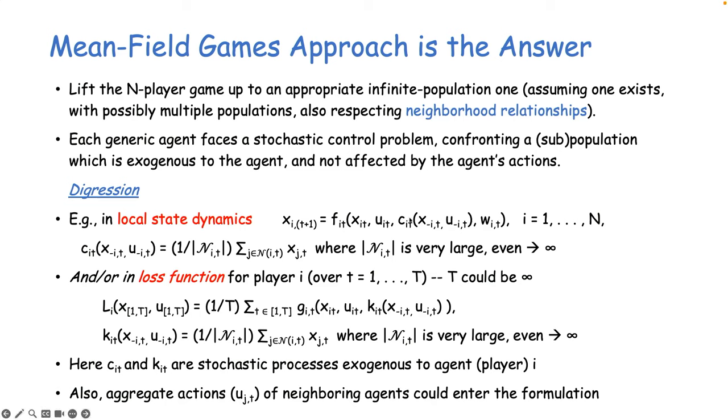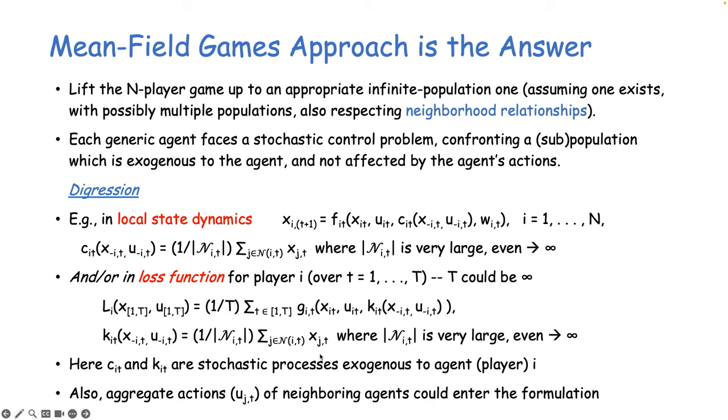For example, if we have the local state dynamics in this way, where C sub i, the coupling between the ith player and the others in the neighborhood of the ith player, N_i, is through the average of the states. And here I'm assuming that the cardinality of N_i is infinite, is very large. So in the loss function of the players, again, the G_i here could have a similar structure. In G_i, the K_i, which brings in coupling, if K_i were zero, then there wouldn't be any issue. But there is a coupling from the rest of the players in the population, but that coupling enters into the loss function of the ith player only through the average of the X's.